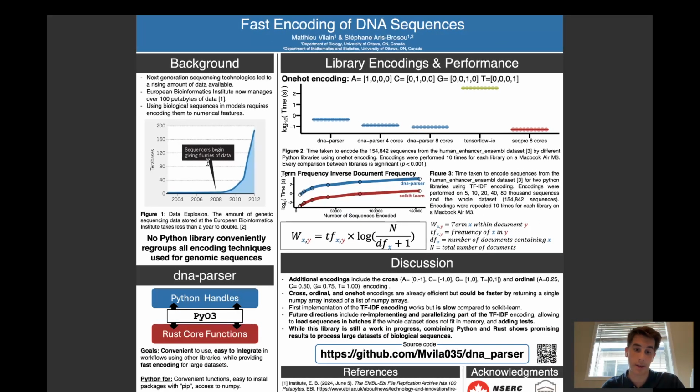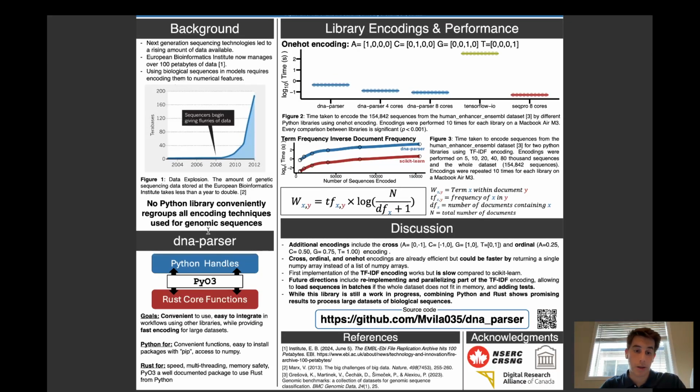I also realized that genomic data sets are increasing in size, and it would be a good idea to have a package that would encode these sequences very fast. So with that in mind, I created a small Python library called dna-parser with the goals to be convenient to use, easy to integrate in other workflows, and also that would provide fast encoding for large data sets, as I just said.